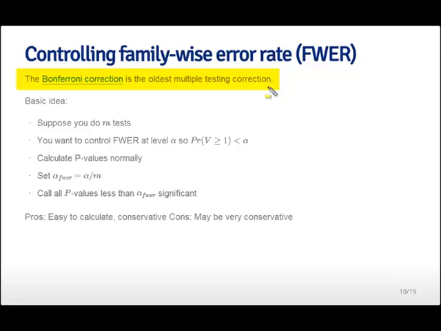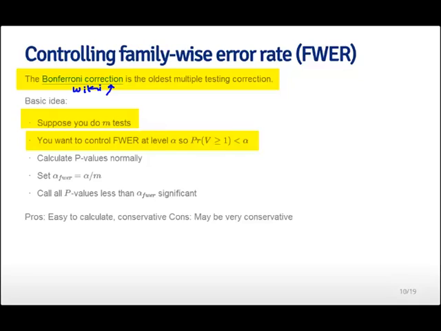It's actually the oldest multiple testing correction. And the basic idea is that if you're doing M hypothesis tests and you want to control the family-wise error rate at level alpha, in other words, we want to make sure and try to ensure that the probability of making even one error is less than alpha. So that's actually quite a stringent control there.